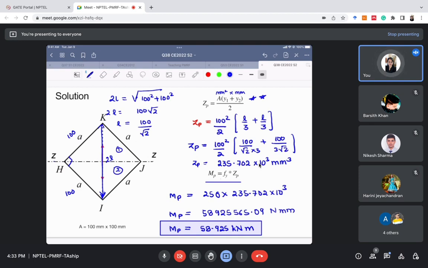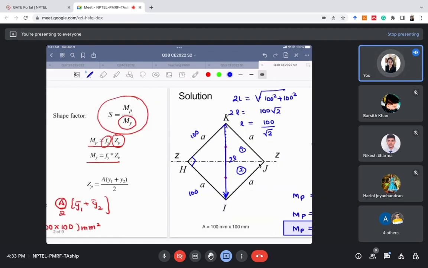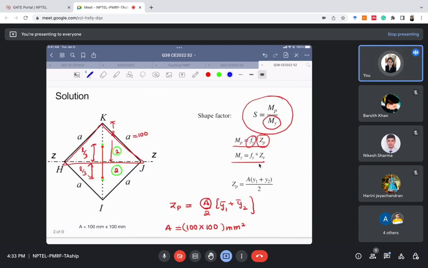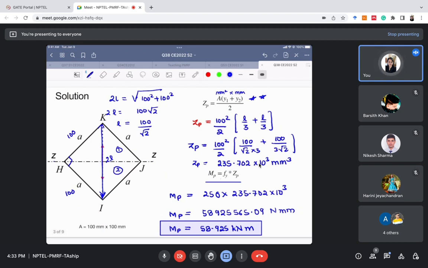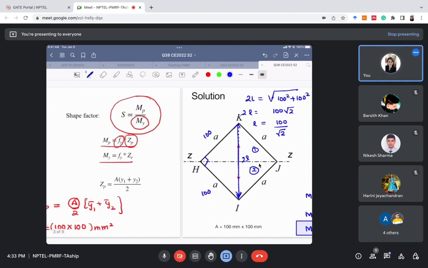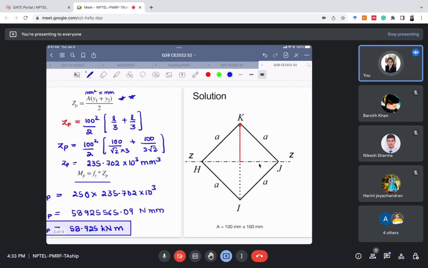Okay, I'll give you a similar question, but first calculate the value of shape factor also. So we got the value of MP as 58.9, but 58.9 is in this option also and this option also. Now we need to calculate the value of shape factor also. So shape factor is the ratio of MP, that is plastic moment capacity, divided by the yield moment capacity. We know the value of plastic moment capacity, which is 58.925 kilonewton meter. Now we need to calculate the value of yield moment capacity in order to find the value of shape factor.